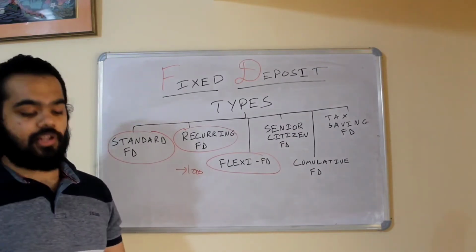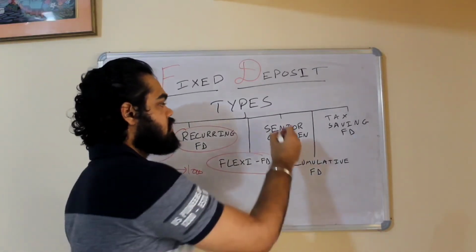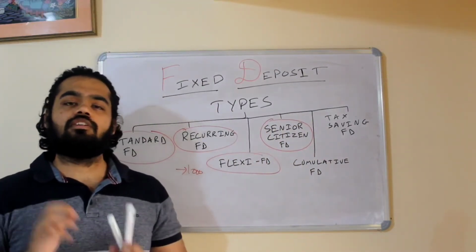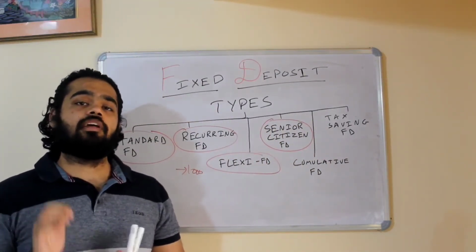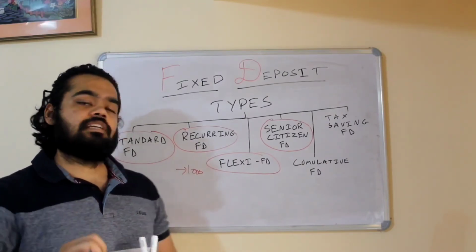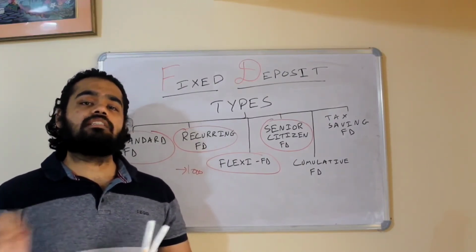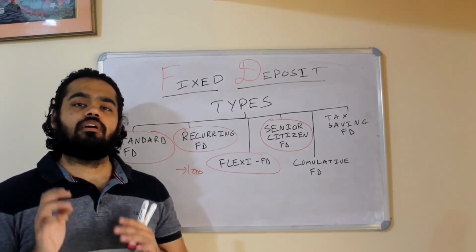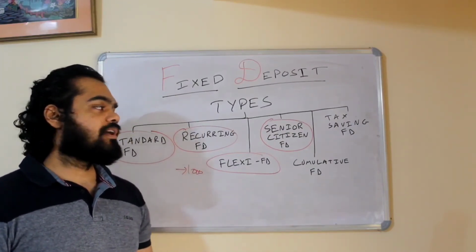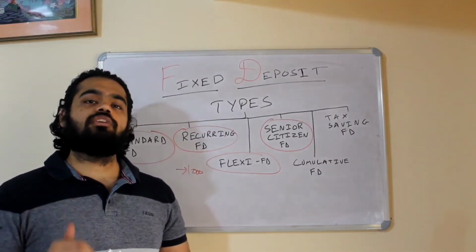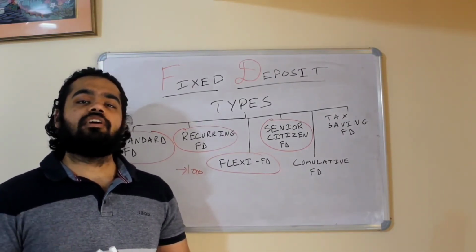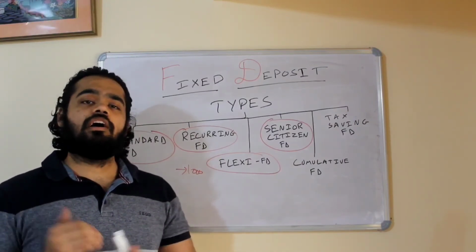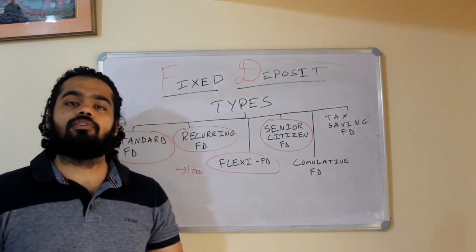Let's come to the next one. The next one is senior citizen FD. Senior citizen FD is a normal FD, but the interest rates offered on a senior citizen FD are higher as compared to a normal FD. To be eligible, you will have to be 60 years or above for opening a senior citizen FD. So, it is more beneficial to open an FD in your parents' or grandparents' name so that you earn a higher interest on the same amount of principal.